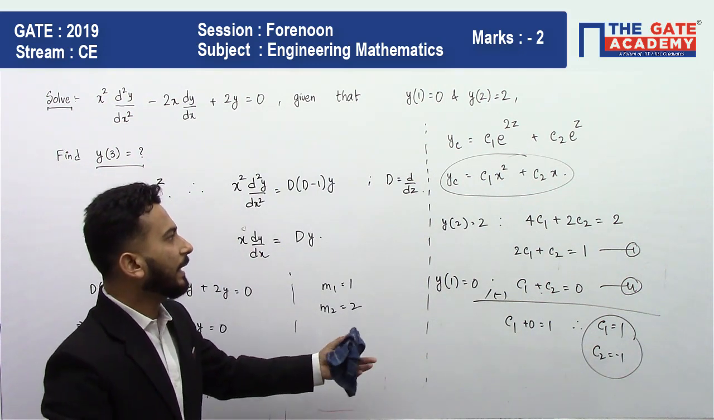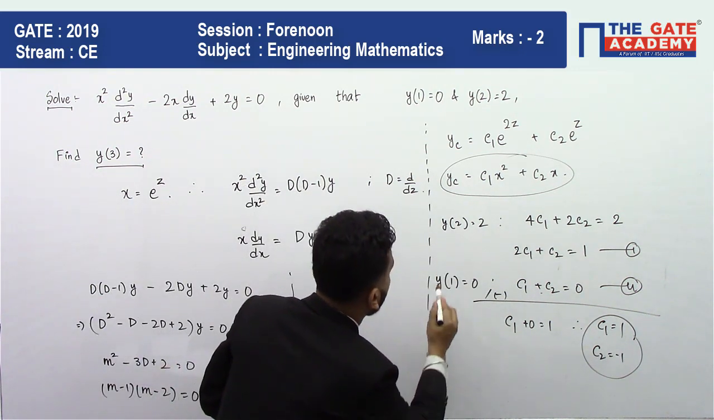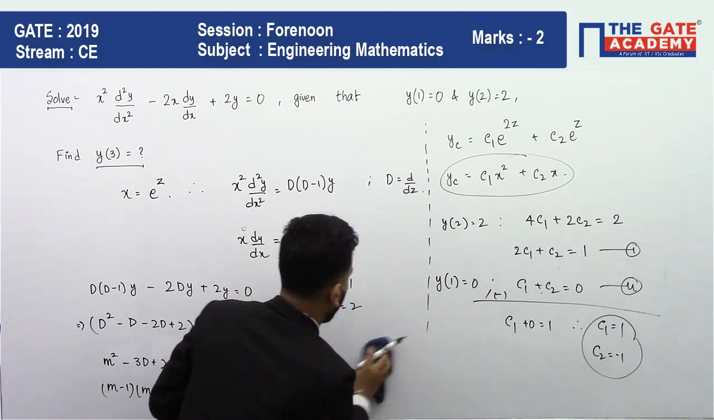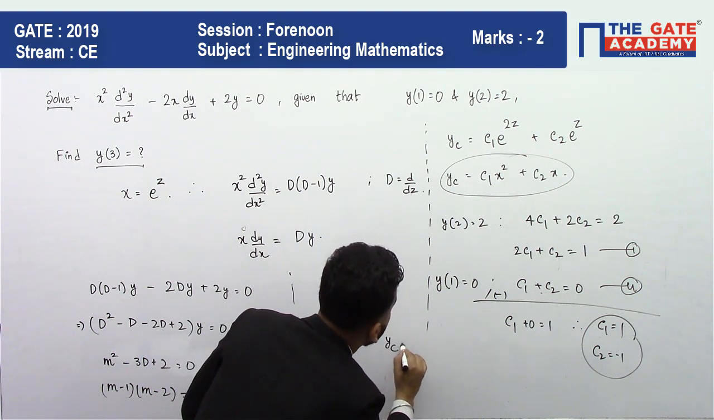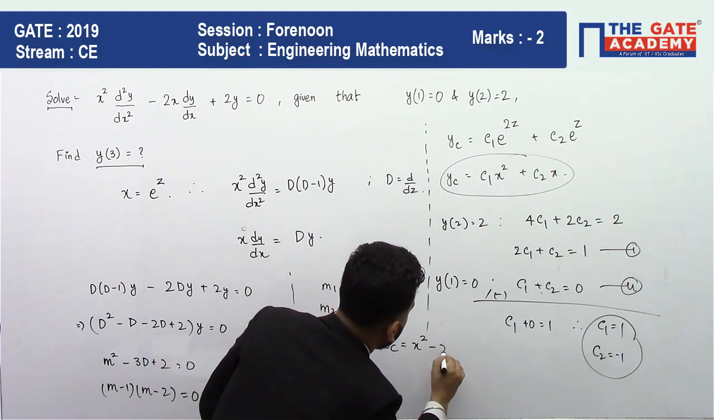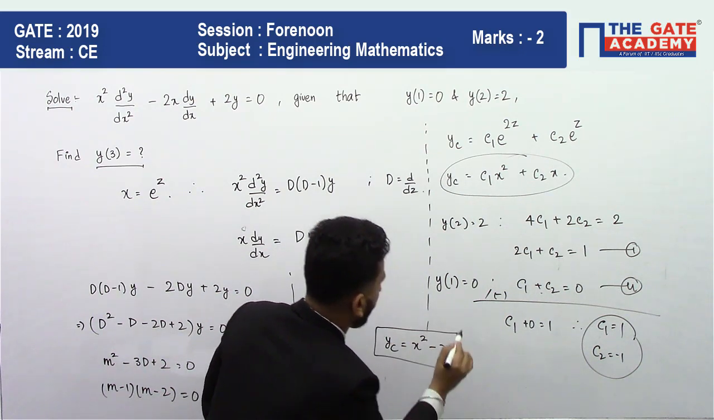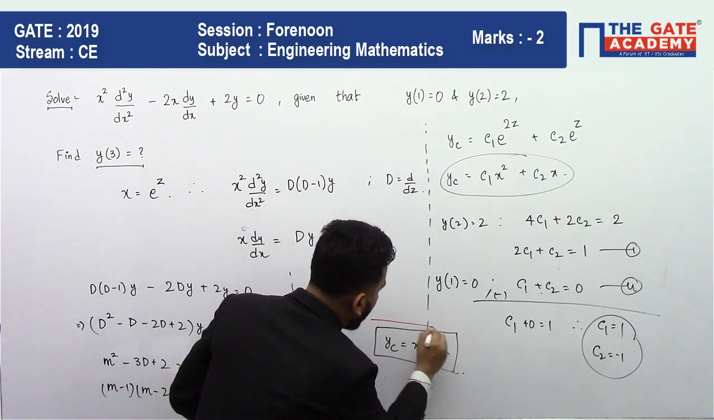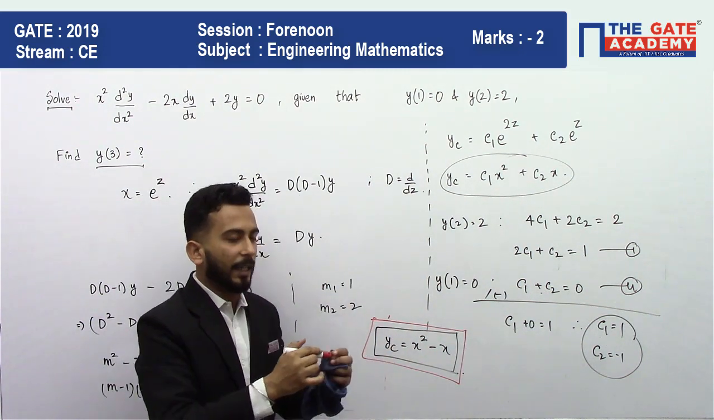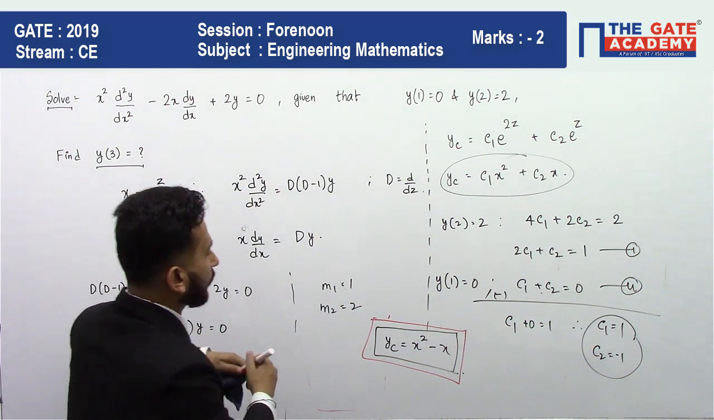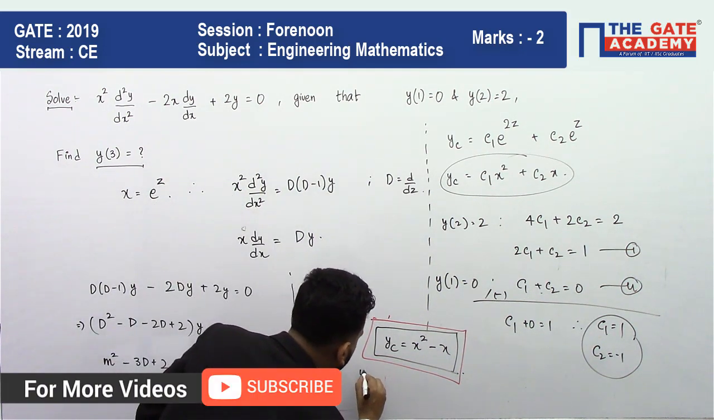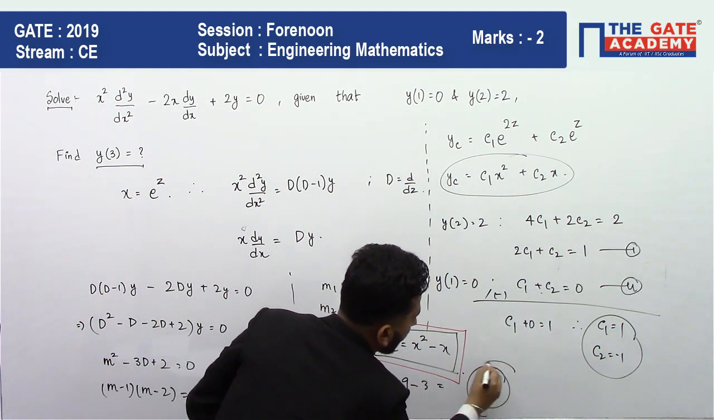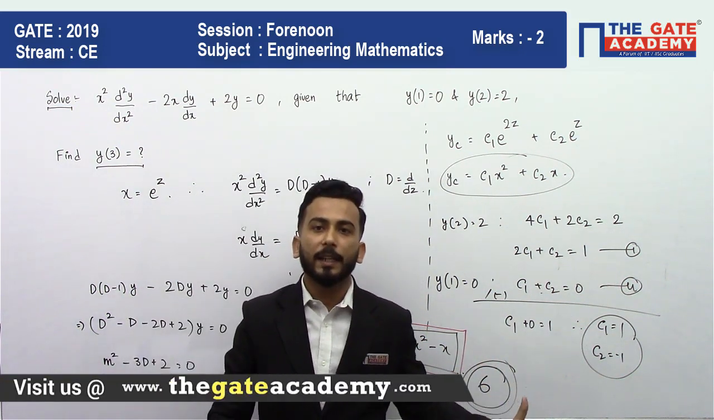That was easy. If I substitute c1 and c2, my final function is x square minus x. Let me mark it with red pen so you can see it clearly. I needed to find the value of y(3). So just put 3 here and you will be getting 9 minus 3, that is 6. So 6 is your correct answer.